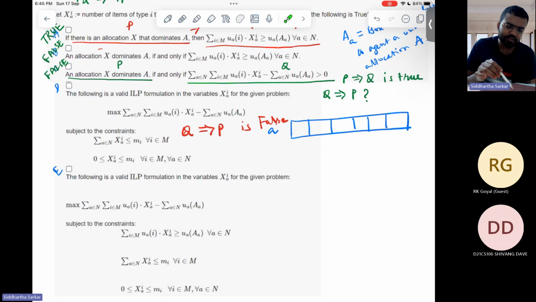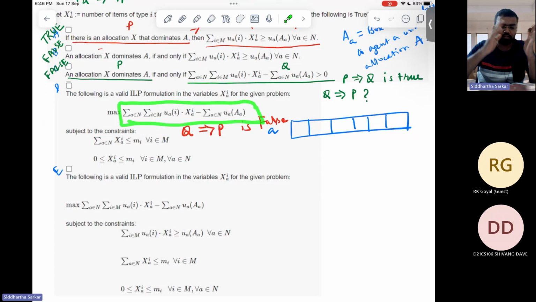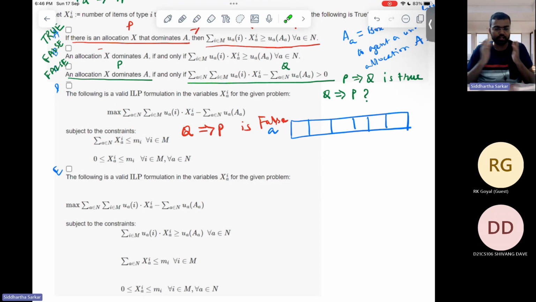So where does A come from? Let us say an allocation called A is already known. So this ILP formulation is with respect to this allocation A. So you're saying that, okay, look, we have an allocation A. Under this, we know what utilities people have obtained. Now we want to find an allocation X which is strictly better in terms of total utility. But as we have seen in the previous problem, the domination thing has to work. So what are the constraints that should be there? The objective function is just the difference of utilities between allocation X and A.